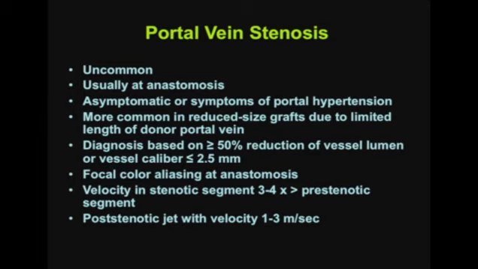There may be more than 50% reduction of vessel lumen or an absolute vessel diameter less than or equal to 2.5 millimeters. As with arterial stenosis, with the venous stenosis, there may be focal color aliasing right at the site of narrowing. The velocity in the stenotic segment tends to be much higher than in the pre-stenotic segment, at least 3 to 4 times higher. And there's often a post-stenotic jet with a velocity somewhere in the range of 1 to 3 meters per second.